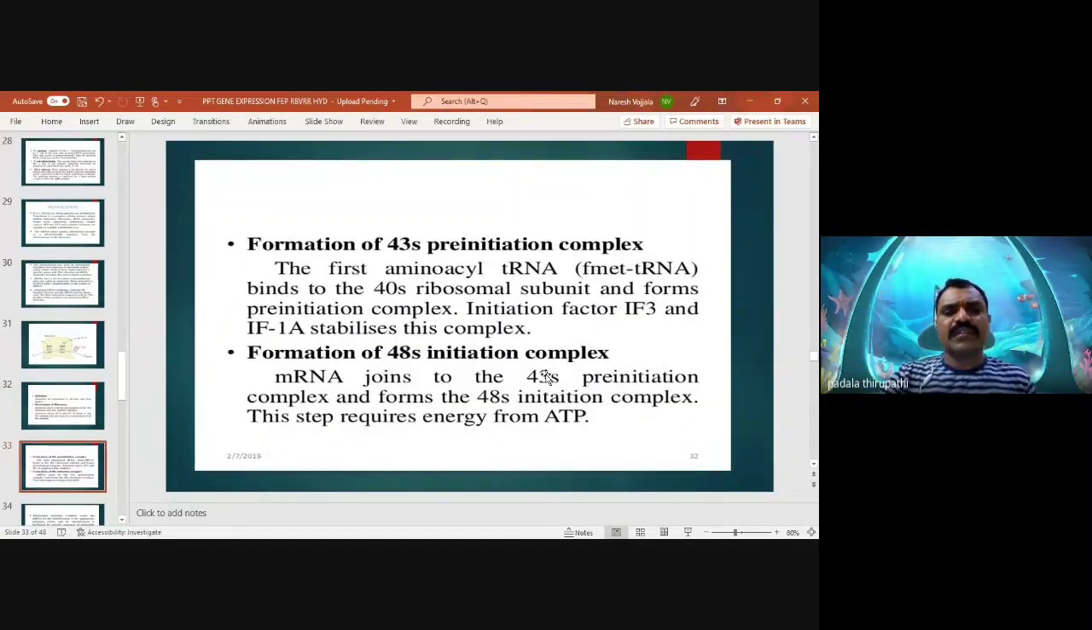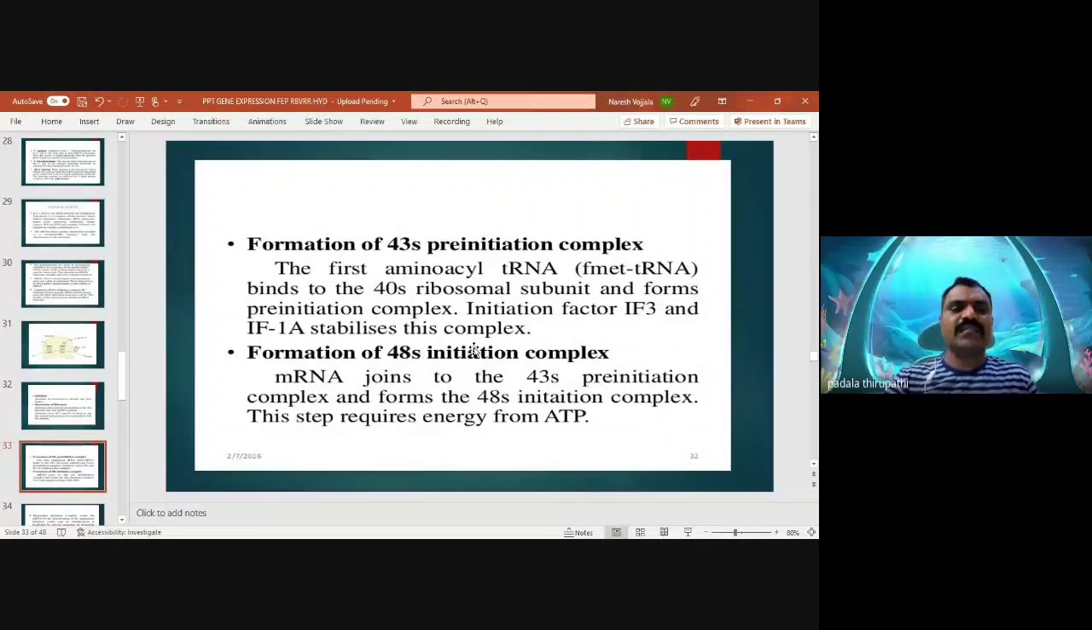Okay, then formation of the 43S pre-initiation complex. The second step of initiation is formation of the 43S pre-initiation complex. The first amino acyl tRNA, that is Met-tRNA, binds to the 40S ribosomal subunit and forms the pre-initiation complex. Initiation factors IF3 and IF1A stabilize this complex.